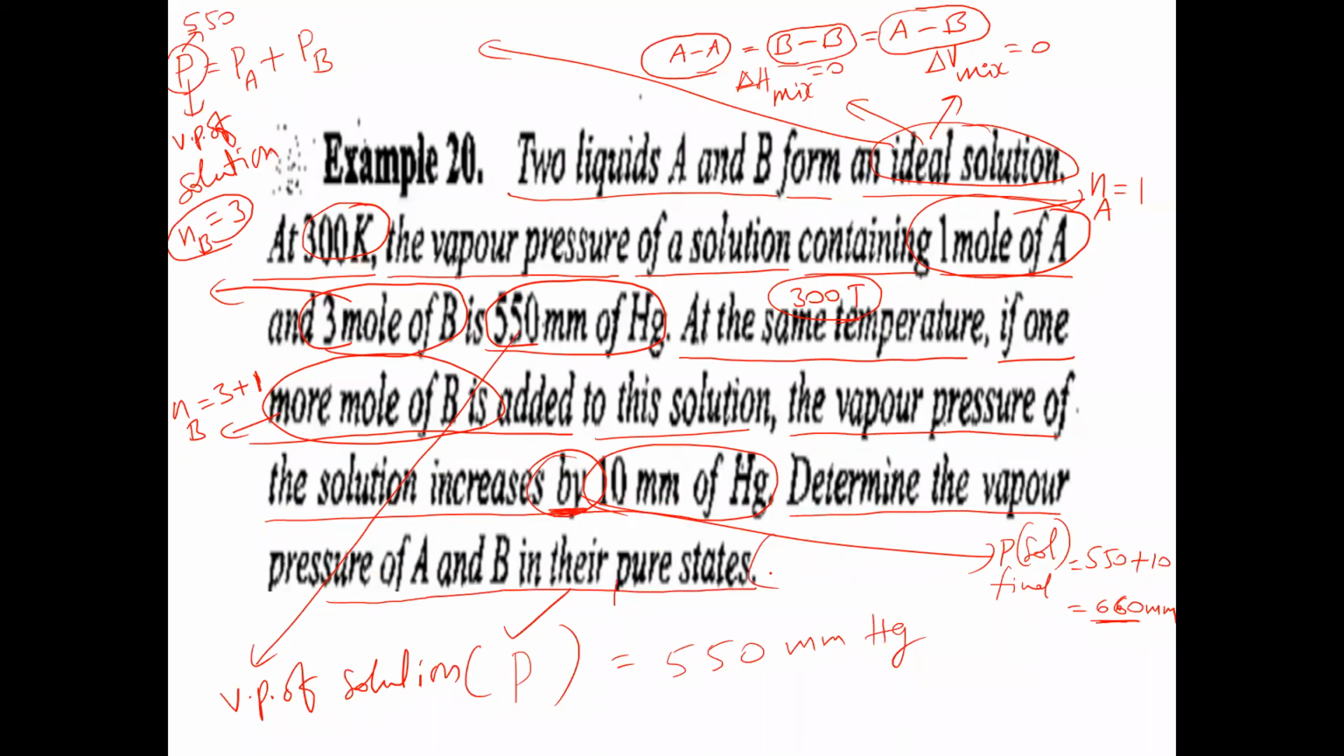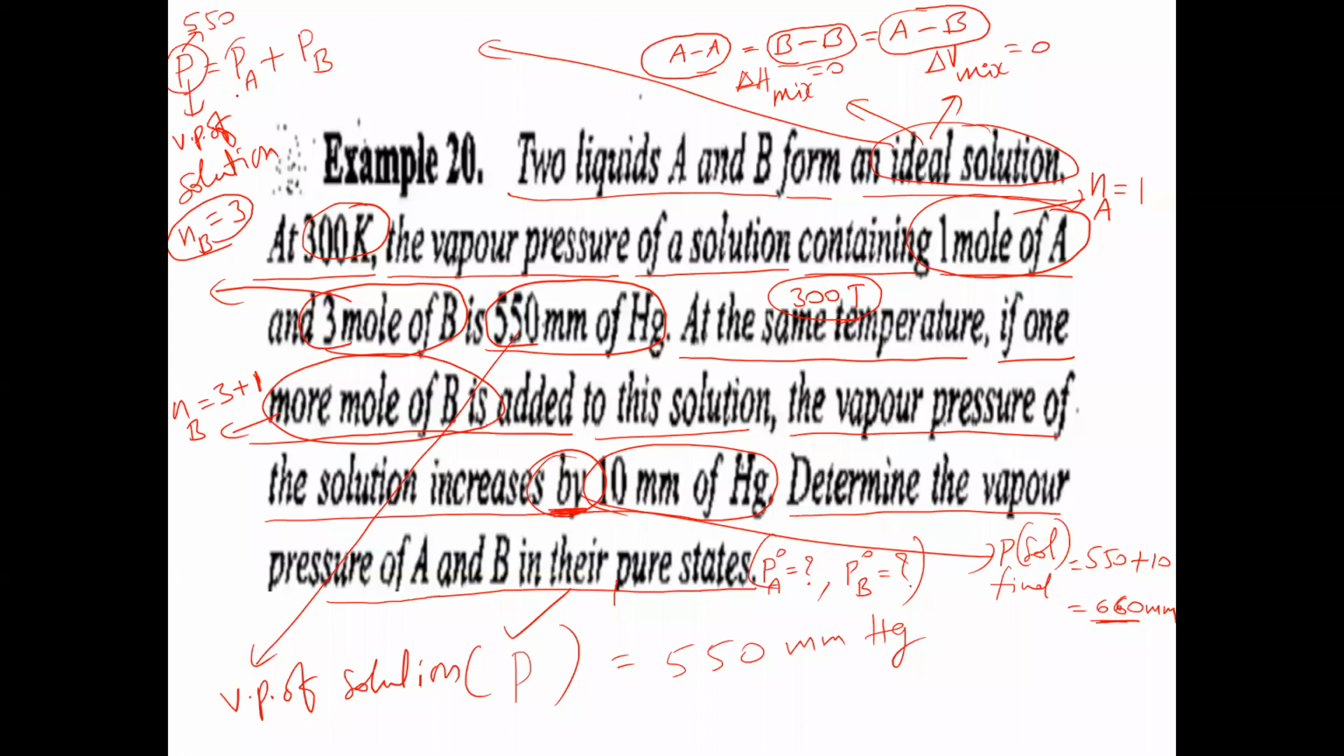Pure states means what now here? PA naught means what? The vapor pressure of liquid A in its pure state. And also PB naught. P naught B means what here? The vapor pressure of pure liquid B. The vapor pressure of pure liquid B and the vapor pressure of pure liquid A we have to get.